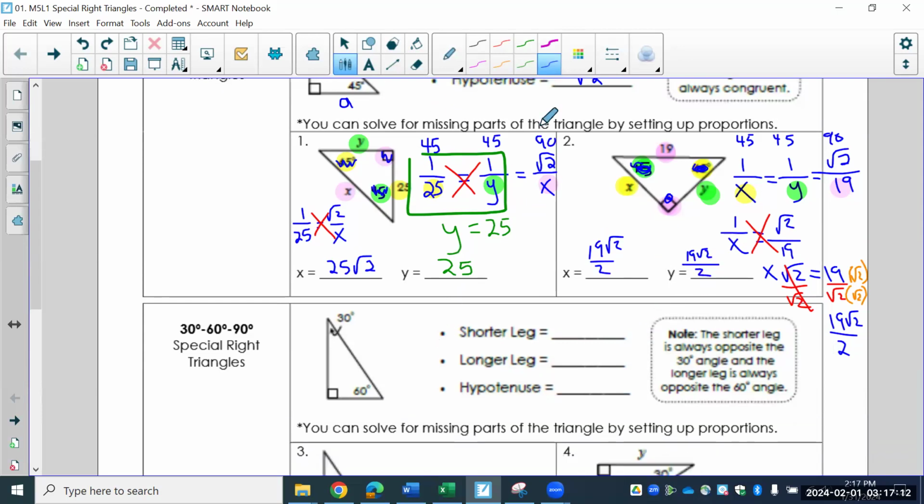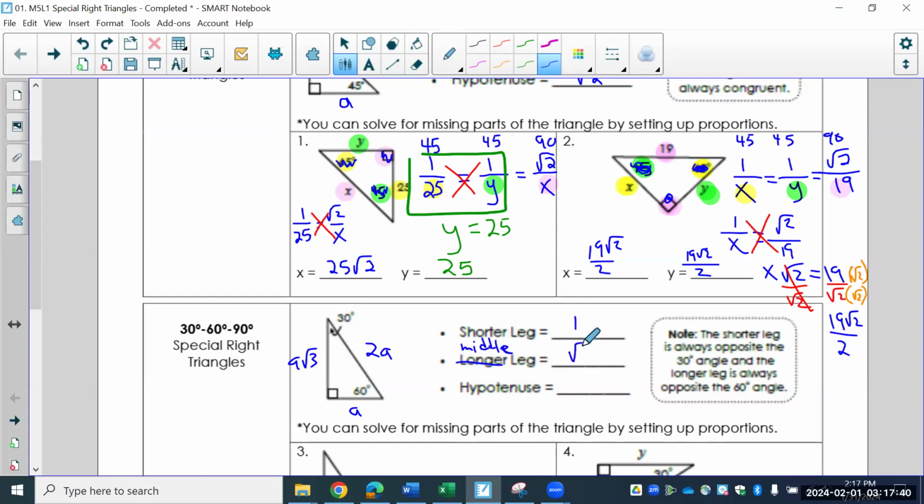Now, similarly, you can also do this with a 30, 60, 90. You might have learned it that across from the 30 you have a, across from the 60 you have a root 3, and across from the 90 you have 2a. But we're going to go with the proportion of the shorter leg, meaning the one across from the 30 is 1. The longer leg, which sometimes I call the middle leg, just depends on your teacher. If your teacher wants to call it that, that's fine. I typically call it maybe the middle one.